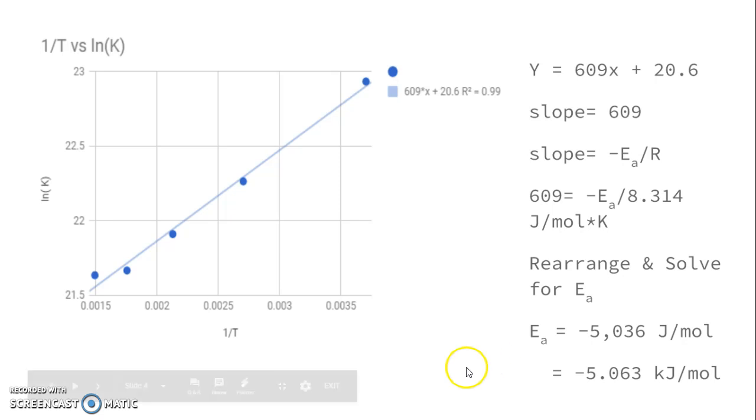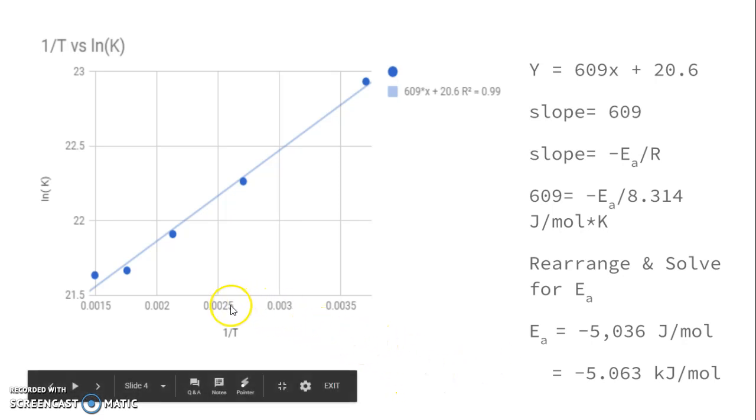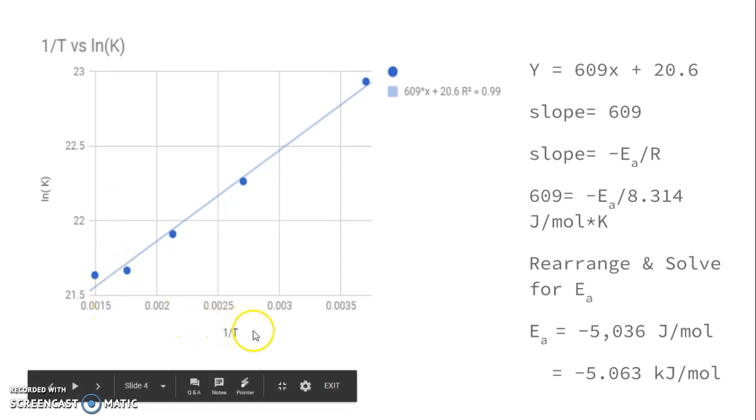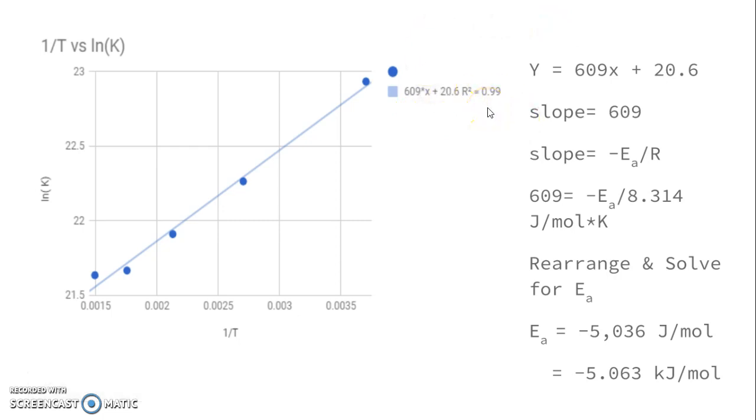Now we can graph it, and once we do that, we're going to graph ln of k on our y-axis and 1 over T on our x-axis to get a straight line. And from that straight line, we're going to get the equation of that line. From that equation, we see that the slope is going to be 609. So the equation is going to be 609x plus 20.6.